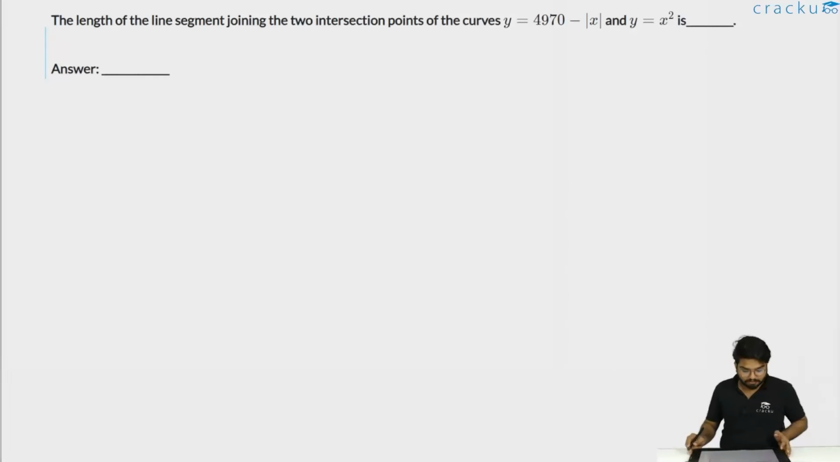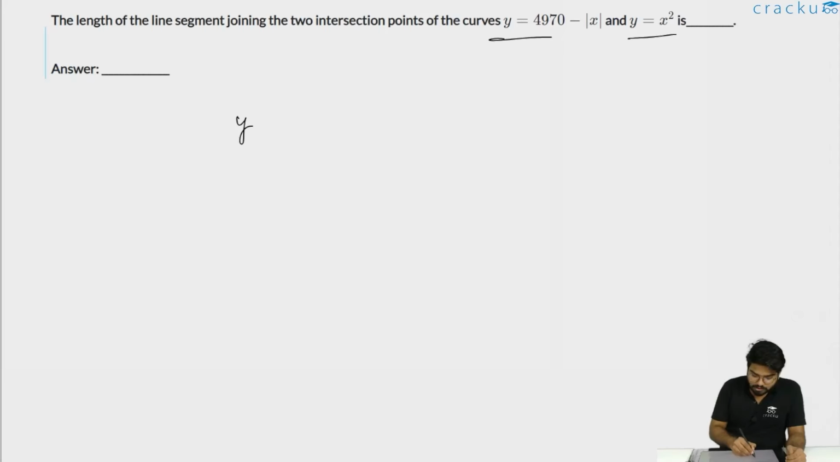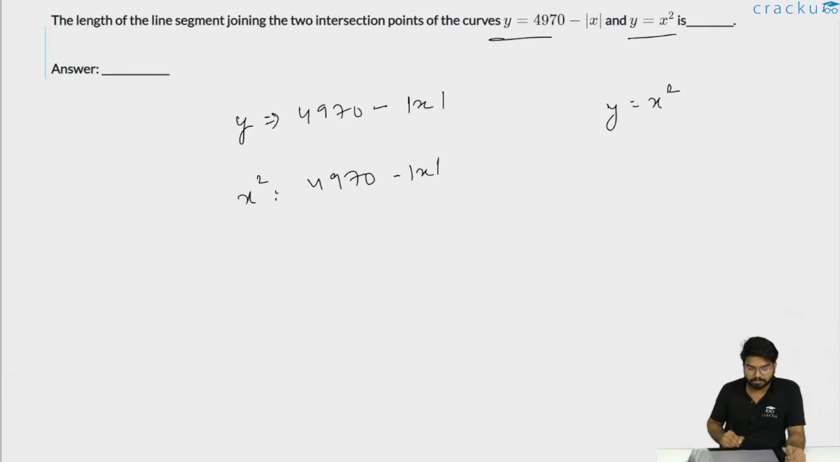Hi guys, we have this question based on inequality or modulus, you can say. It says that the length of the line segment joining two intersection points of the curve this and this. Okay, so we have first curve y is equal to 4970 minus modulus of x, and we are given y is equal to x square. We can replace y, so we can write x square is equal to 4970 minus modulus of x.